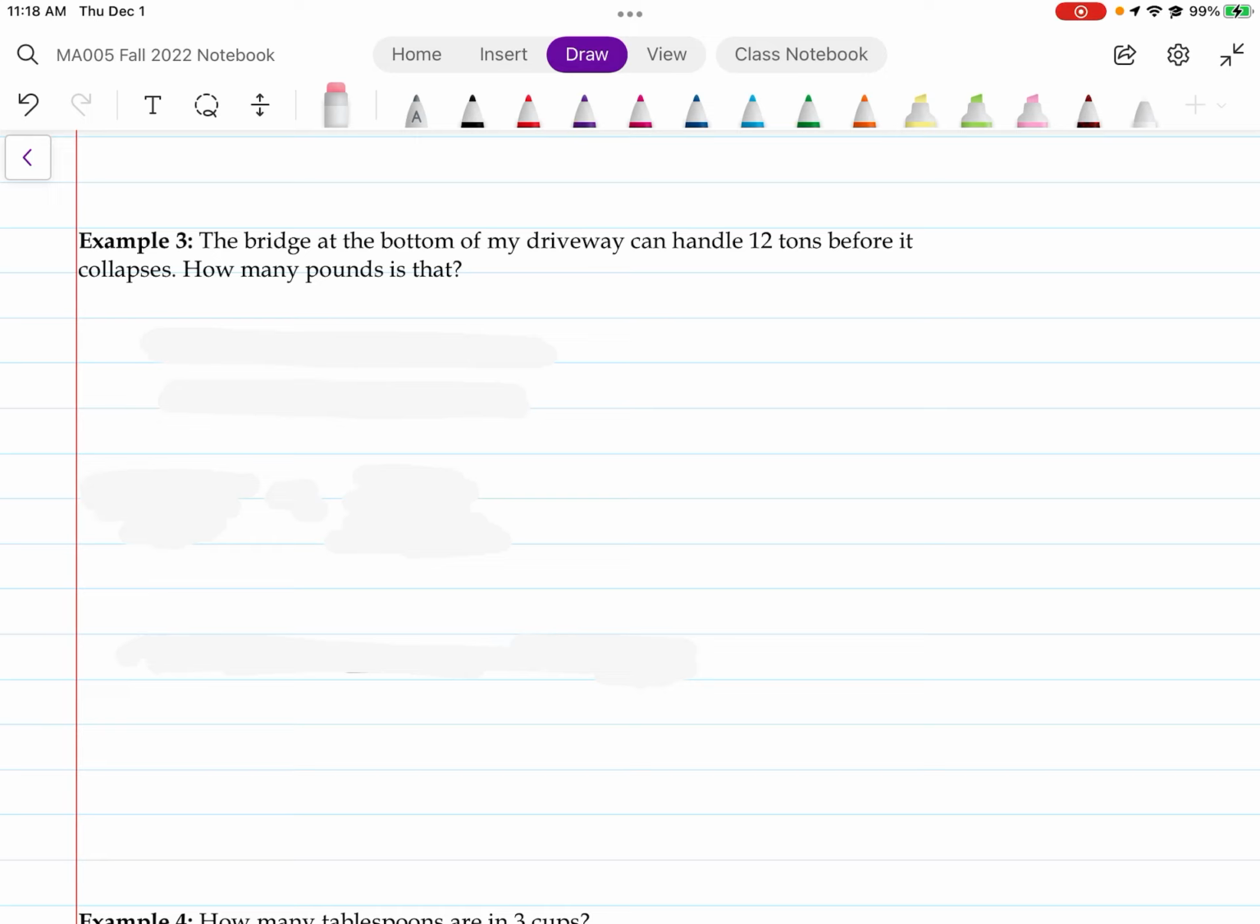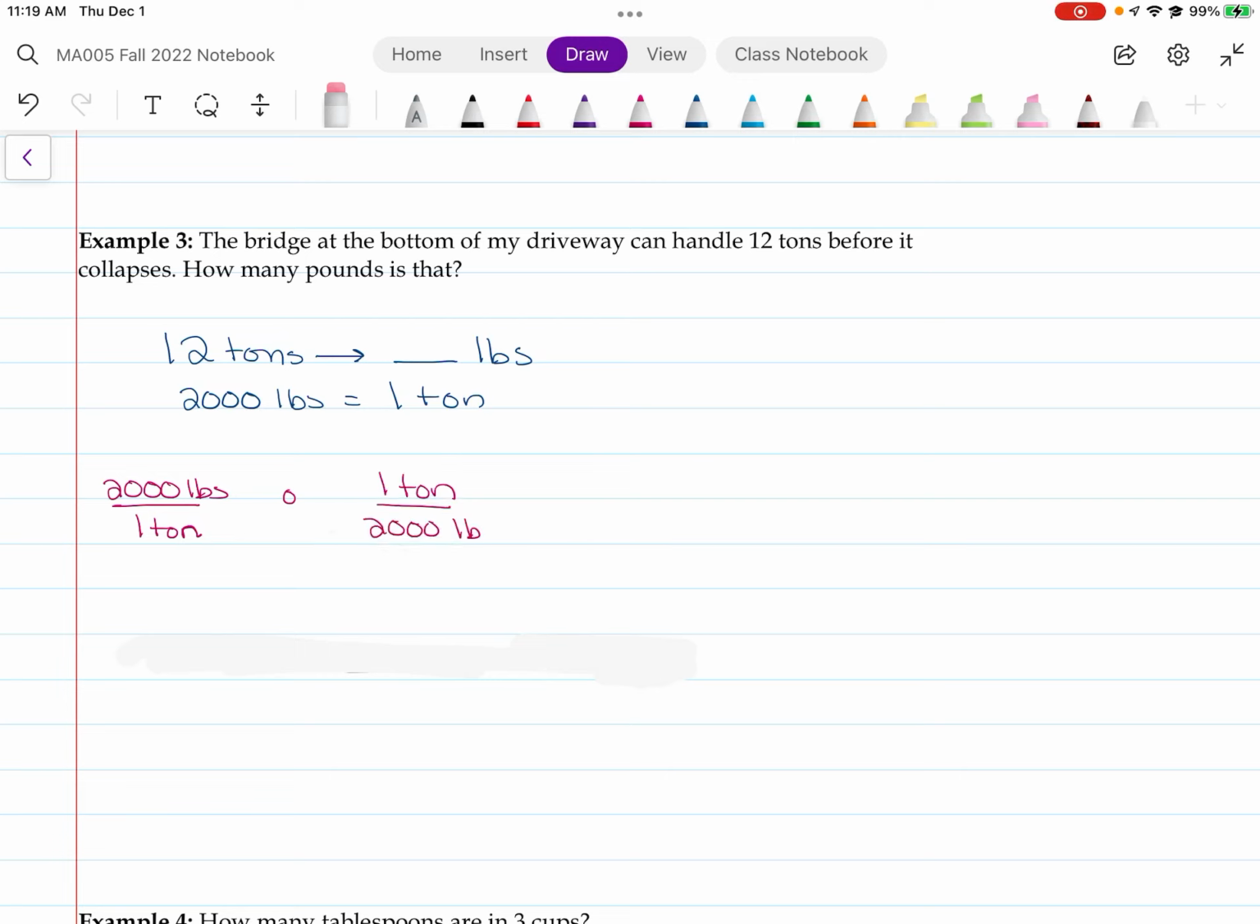So let's start again by saying what we're looking for, 12 tons to pounds. And then we're going to go find the conversion factor. If you're in my class, you have a sheet with all of this on it, and you can just go look it up. So 2,000 pounds equals 1 ton. So our conversion factors are going to be 2,000 pounds per 1 ton, or 1 ton per 2,000 pounds.